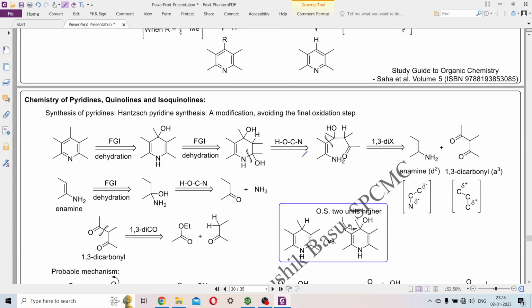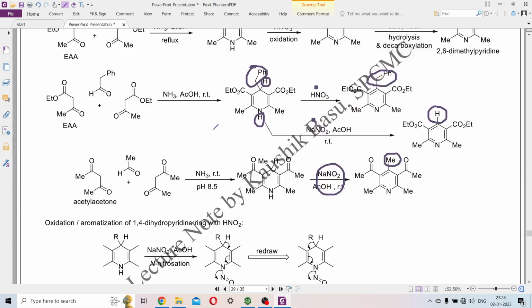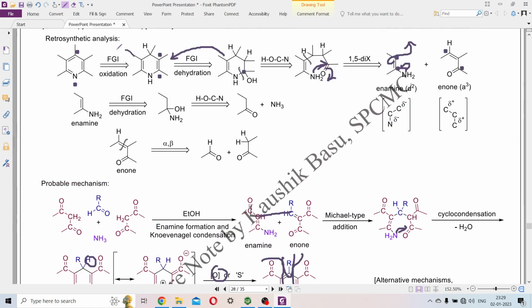Okay, so after Hantzsch pyridine synthesis, there is another method which avoids the final oxidation step. Recall, in the very first retrosynthetic analysis, we put one hydrogen here and one hydrogen here. Therefore, it became imperative for us to carry out a final oxidation reaction, because the Knoevenagel condensation followed by the enamine formation followed by the combination of the enamine and the enone led to the 1,5-difunctional compound, and cyclization led to a dihydropyridine.